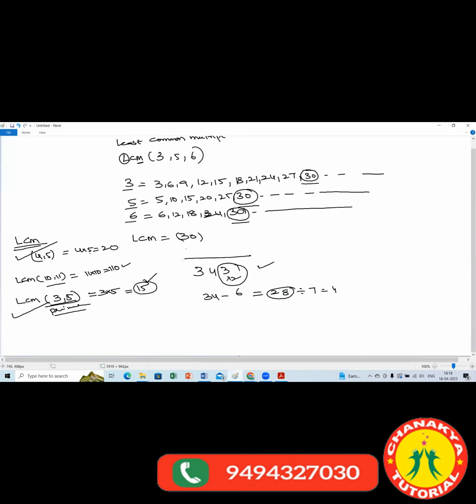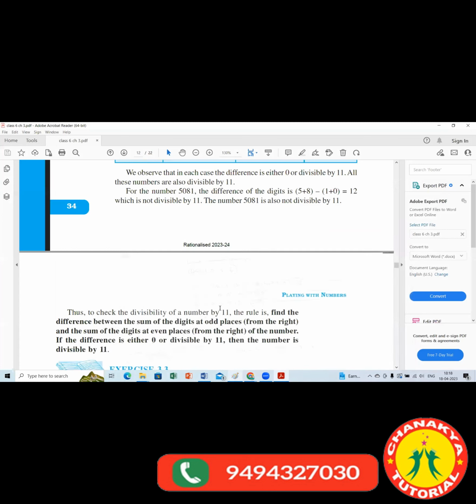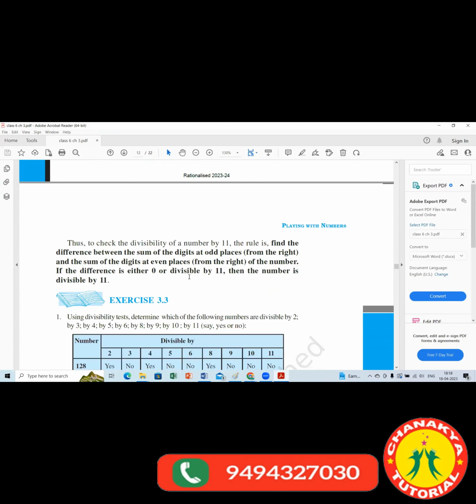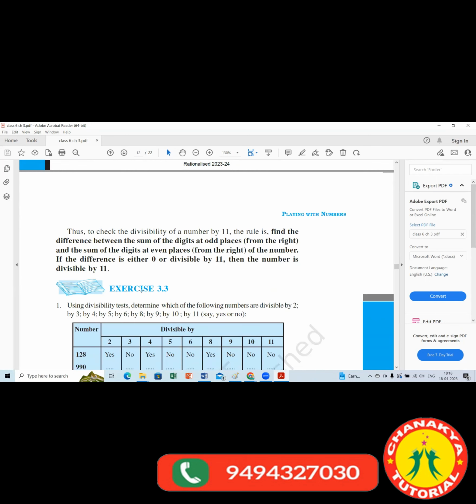This is the rule for 7: you take the units place digit, double it, and subtract it from the rest of the number, so that the result should be exactly divisible by 7. That's rule 7. But rule 11 is the alternate digit sum. The difference between the alternate sums should be either 0 or a multiple of 11.